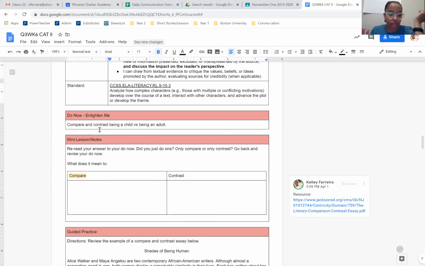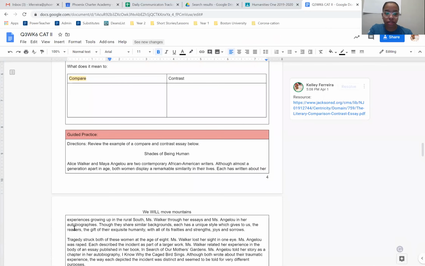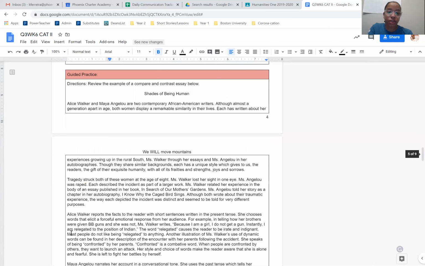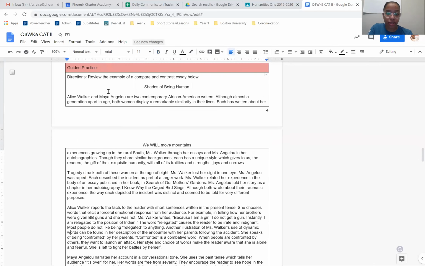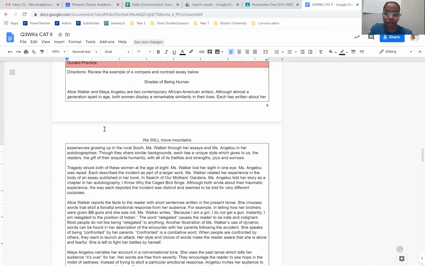So now, if you were able to answer that question, I want you to tell me, what does it actually mean to compare and contrast? What does that mean? So take a minute, write that down. Okay, awesome. So then here's an example of a compare and contrast essay. So this compare and contrast essay talks about two wonderful writers, Alice Walker and Maya Angelou.